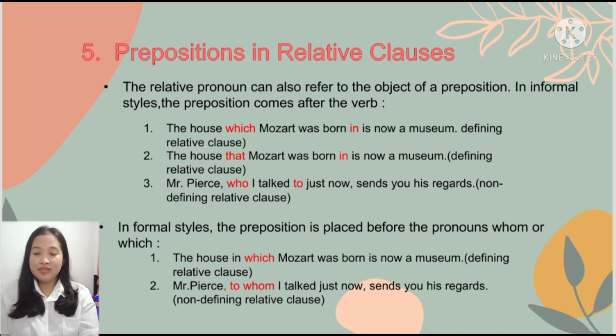In formal style, the preposition is placed before the pronoun whom or which. For example, the house in which Mozart was born is now a museum, a defining relative clause. Number 2 is Mr. Pierce, to whom I talked just now, sends you his regards, a non-defining relative clause.